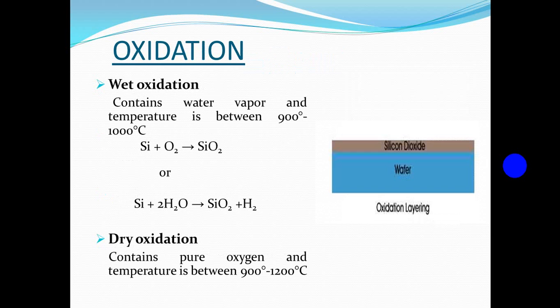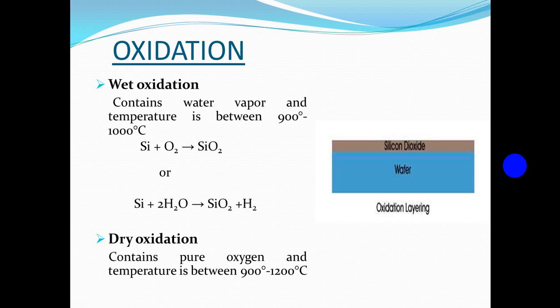And the third step is oxidation. First of all, oxidation is of two types: wet oxidation and dry oxidation. In wet oxidation, the oxidizing atmosphere contains water vapor and the temperature is between 900 degrees Celsius and 1000 degrees Celsius. In this, silicon gets oxidized to SiO2 and hydrogen gas is also generated. However, the quality of the oxide grown is comparatively poor.